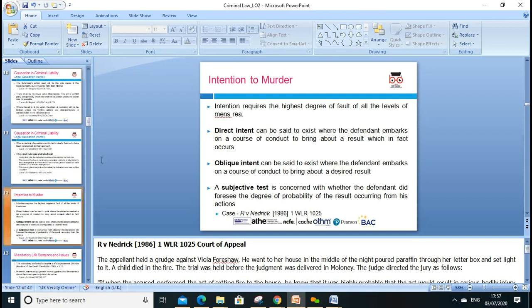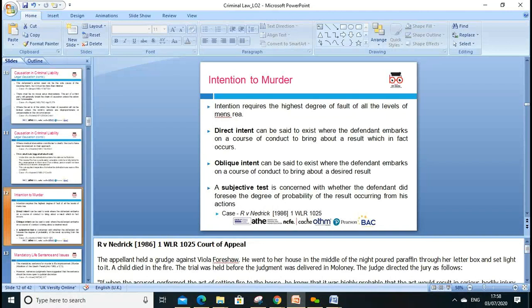What was the intention? Intention requires a high degree of fault, the highest level of mens rea. Direct intent can be said to exist where the defendant embarks on a course of conduct and brings about the result which in fact occurs. Oblique intent can be said to exist where the defendant embarks on a course of conduct to bring about the desired result.